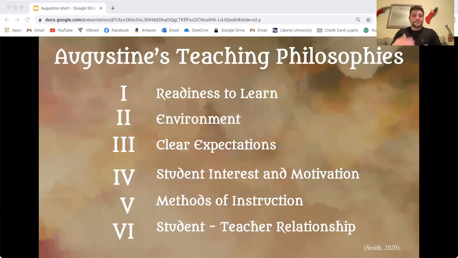So again, his teaching philosophies were readiness to learn, bringing the students in, getting them engaged, and then talking about the environment, making sure that it's conducive to learning, while also bringing in the clear expectations that you have for each day for your students, while incorporating their interests and motivation in the learning. And with that, differentiating your lessons so that they can learn and grow. And last but not least, having that relationship with your students is so crucial.